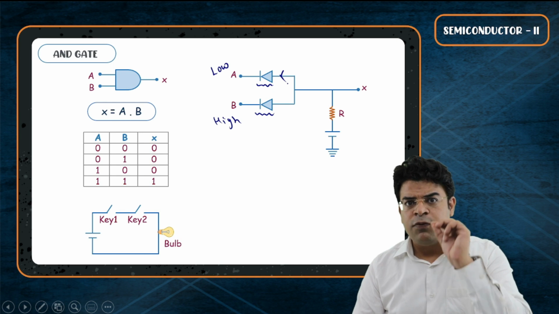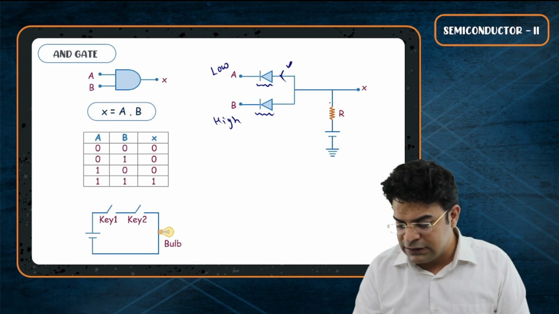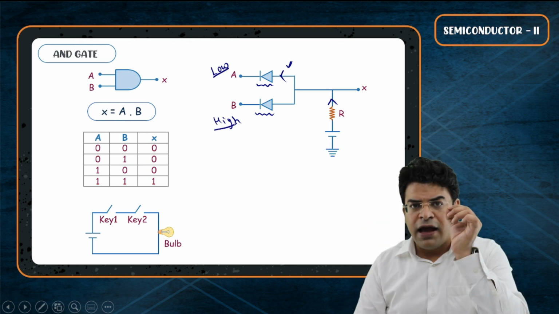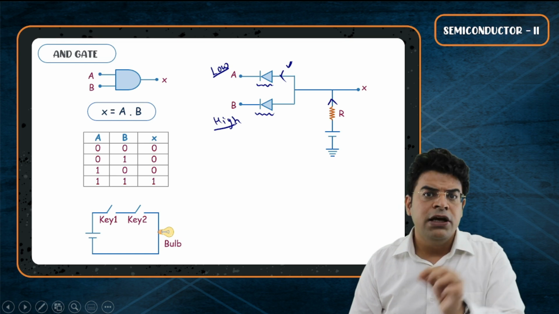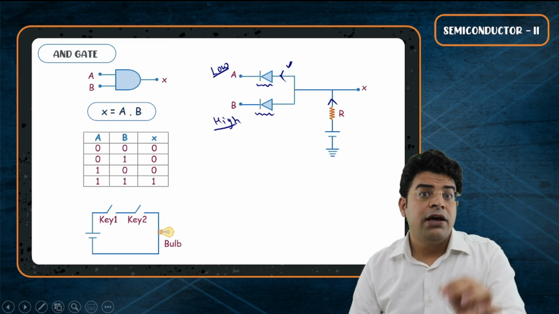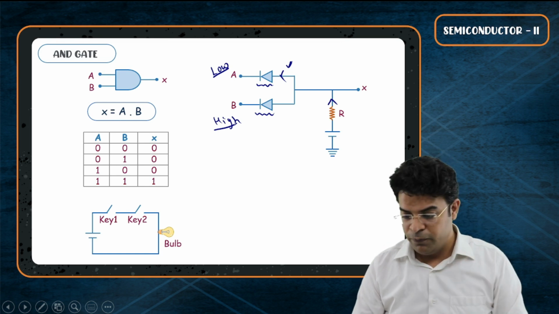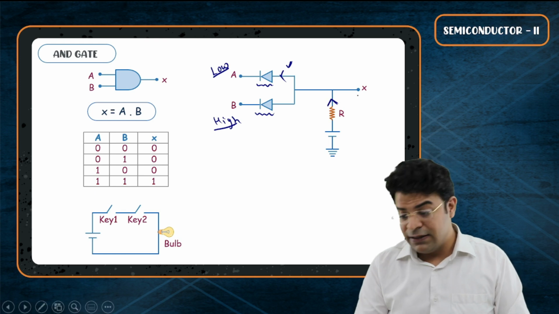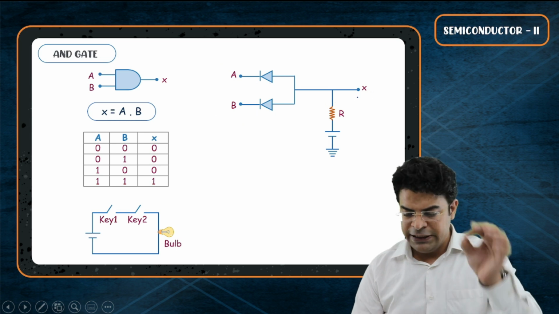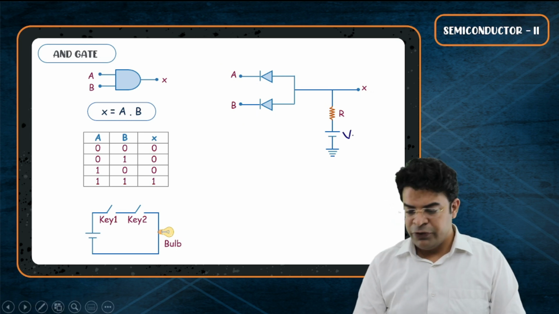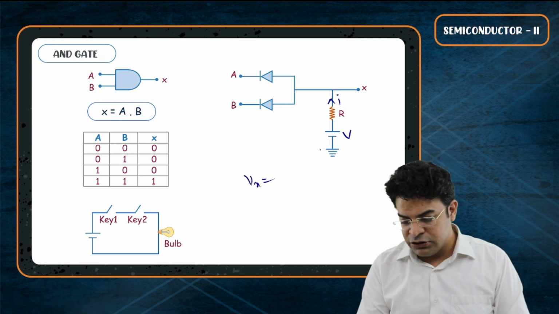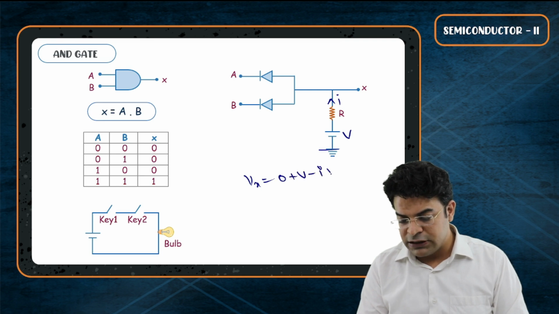If some current flows through this first diode, it means that some current will come out of the earth and flow through the first diode A. If any single one out of A or B is at low potential, then at least one diode will be forward biased and hence the current will flow. If the current flows in this line, then the potential of X will be low. So how can you say that the potential of X will be low? See kids, let's say this battery has potential V and here a current I flows. You will say that the potential of X is nothing but 0 plus V minus IR.